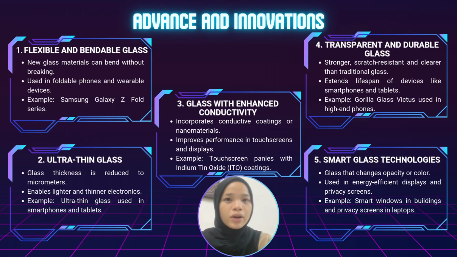Furthermore, transparent and durable glass is stronger, more scratch resistant, and clearer than traditional glass. Consequently, it increases the lifespan of devices, such as the Gorilla Glass used in high-end phones. Finally, smart glass technologies. This smart glass can change its color or opacity, which allows energy-saving applications and privacy. For example, smart windows in buildings and laptop privacy screens use this technology.